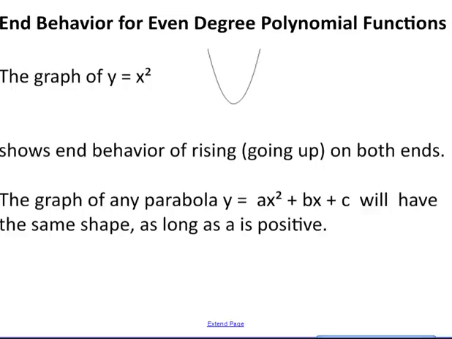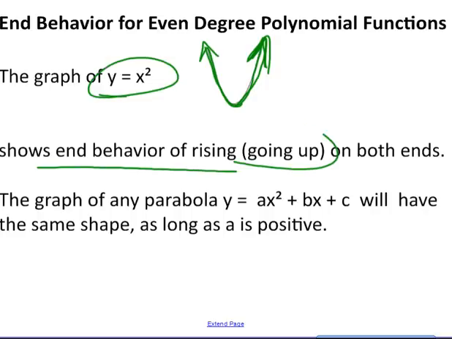I want to talk about what we call end behavior. End behavior is what happens on the end. So with the quadratic, on the right end, this quadratic is going up, and on the left end, this quadratic is also going up. With a quadratic, y is equal to x squared, the end behavior goes up on both ends.